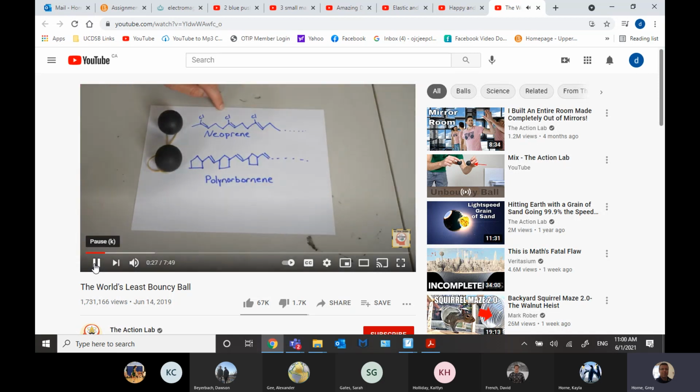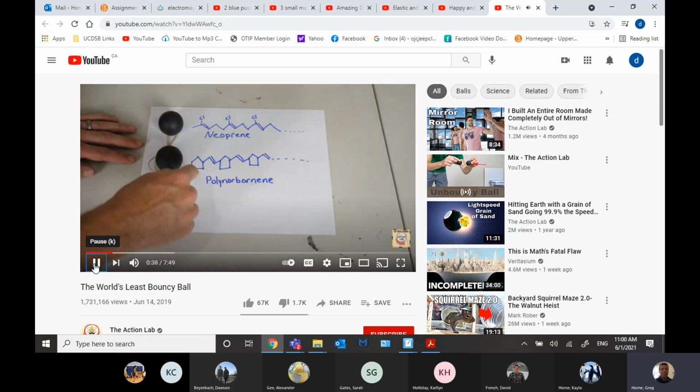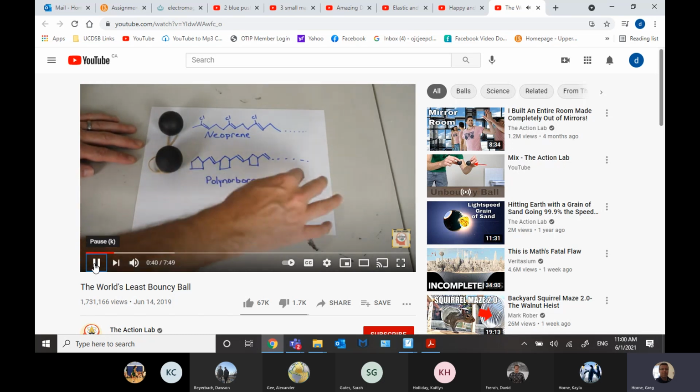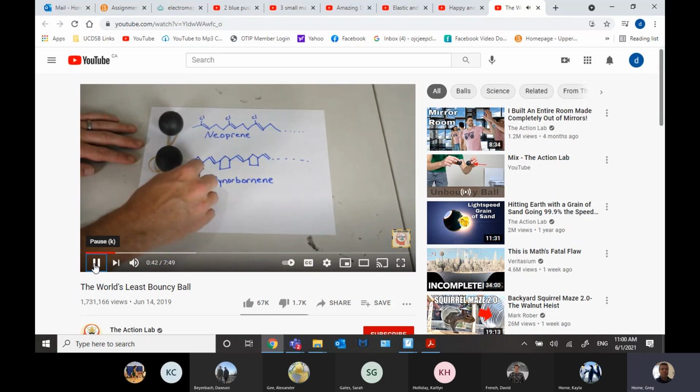So if you could zoom in on both of these balls, you'd zoom in on the neoprene and you'd find these long chains of carbons with a few chlorine atoms here. So this is a neat little crossover between a physics thing and a chemistry thing. We're talking about the molecular makeup of these rubbers, which is kind of neat. And if you could zoom in on this polynorbornene here, you'd also find these long chains, but you kind of have these house-like structures of carbons in here.